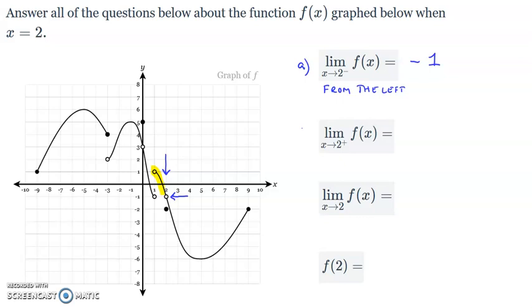And now let's go ahead and take a look at part B. This time we want to know what's happening to our graph as x values go towards 2 from the positive side, or in this case, from the right. So let's go ahead and trace our graph towards 2 from the right-hand side. So again, we're following our graph, coming from the right, going towards that x value of 2. And we want to take a look at what's happening to those y values. Well, those y values are still going towards values of -1.